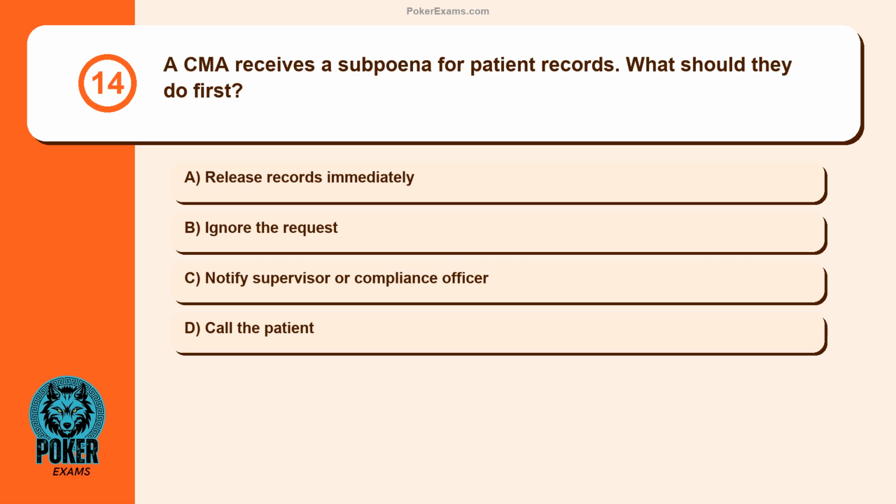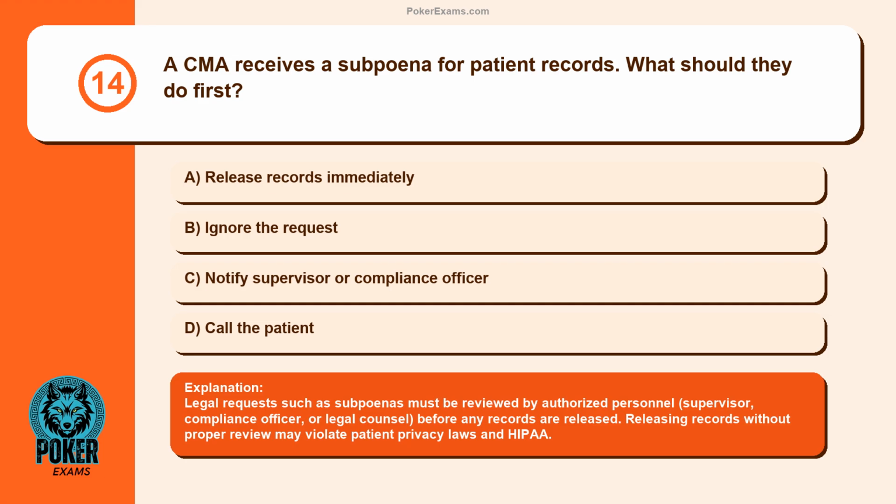Question 14. A CMA receives a subpoena for patient records. What should they do first? Release records immediately. Ignore the request. Notify supervisor or compliance officer. Call the patient. Legal requests such as subpoenas must be reviewed by authorized personnel, supervisor, compliance officer, or legal counsel before any records are released. Releasing records without proper review may violate patient privacy laws and HIPAA.